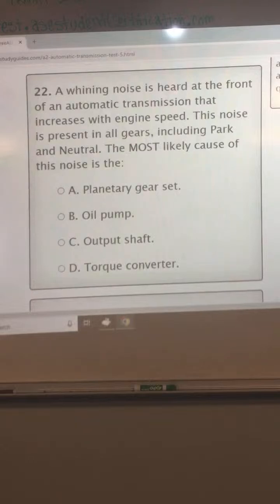Is there a belt on the output shaft? No, there's no belt. The only time you're going to see a belt is in a CVT transmission.